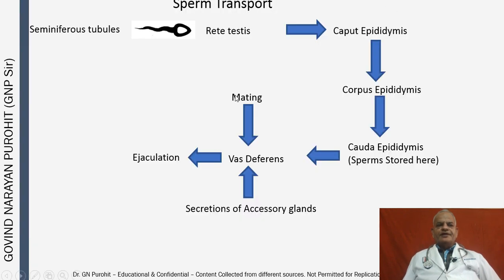Then the sperm transport, we have already talked about it. From the seminiferous tubules, the sperm reach the rete testis, to the caput epididymis, the corpus, and the cauda, which is the reservoir for the sperm. And then they are released to the vas deferens, from where they are ejaculated at mating, along with the secretions of the accessory sex glands to form what we call the semen.